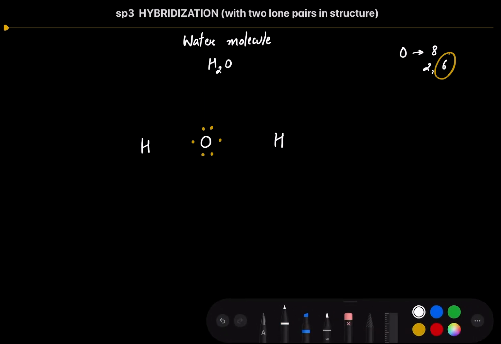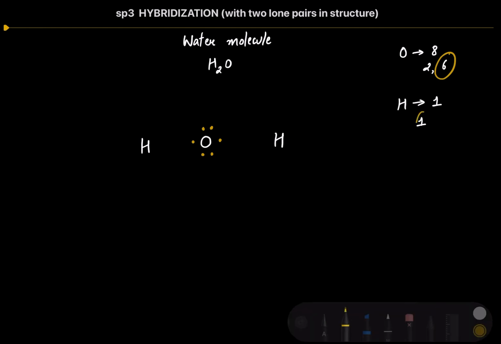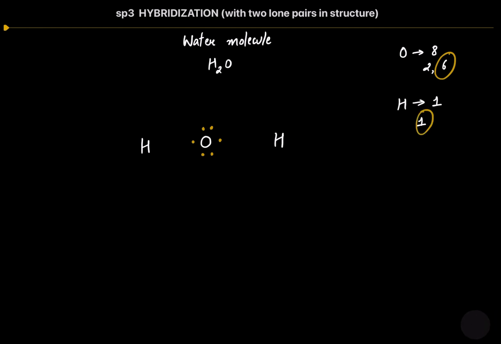Now let's talk about the hydrogen. The atomic number of hydrogen is 1, so its electronic configuration is 1. That means hydrogen has 1 electron in its valence shell. So I'm marking 1 electron with the first hydrogen and again 1 electron with the second hydrogen. Now let's make the bond between them. That's the bond of the first hydrogen with oxygen, and that's the bond of the second hydrogen with oxygen.